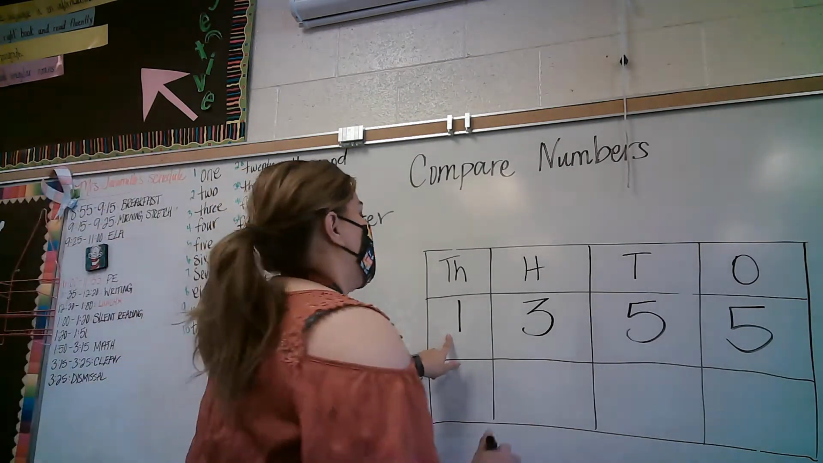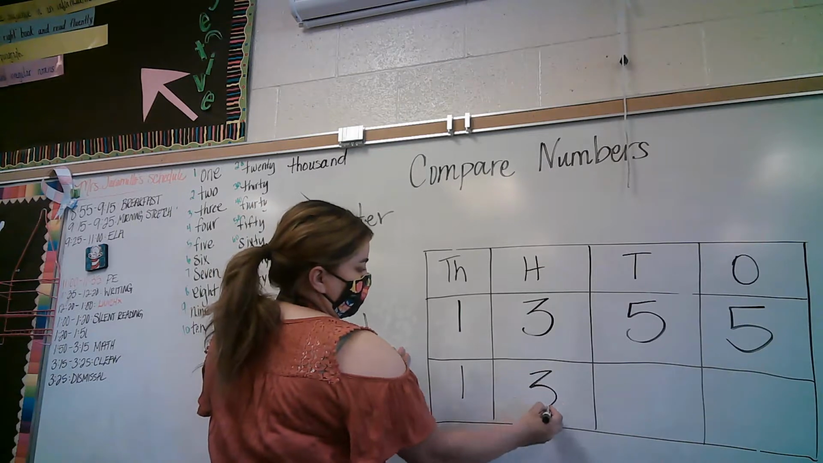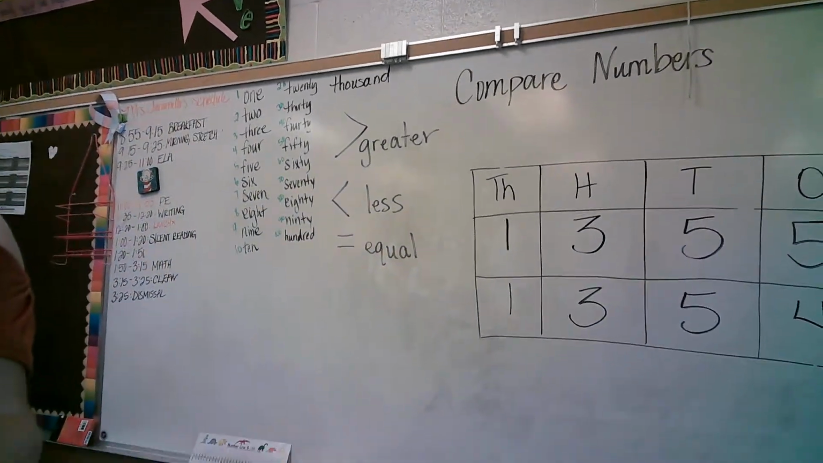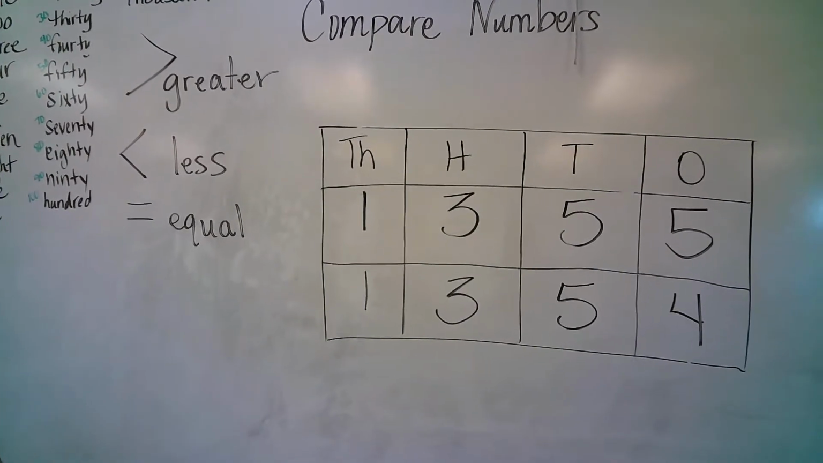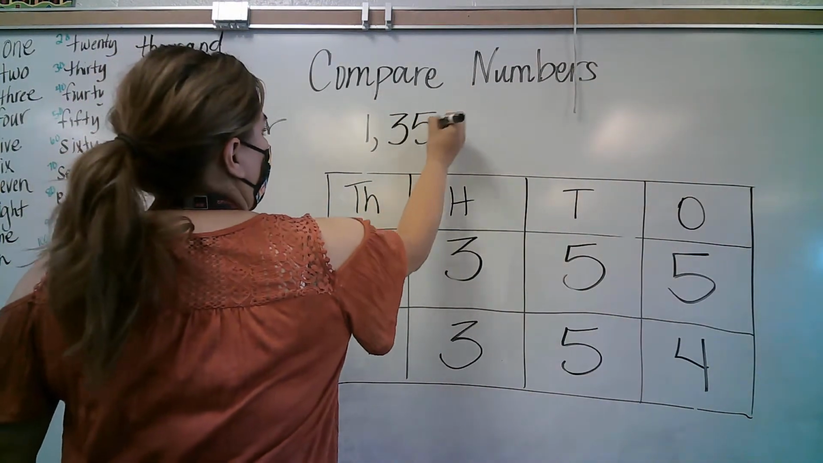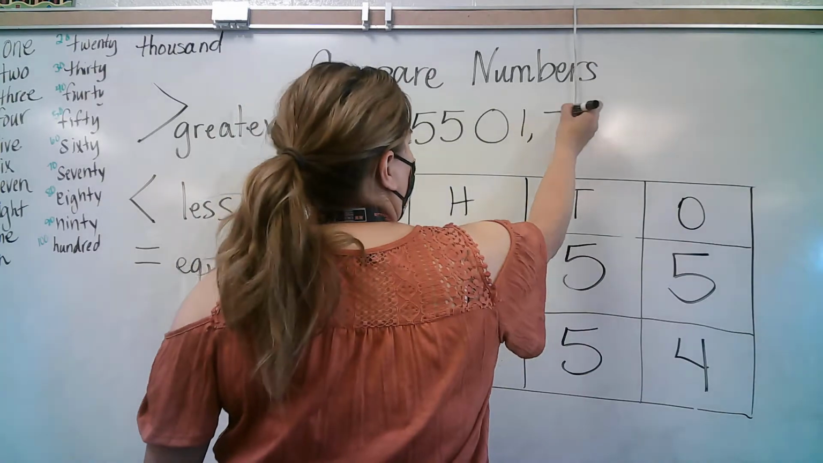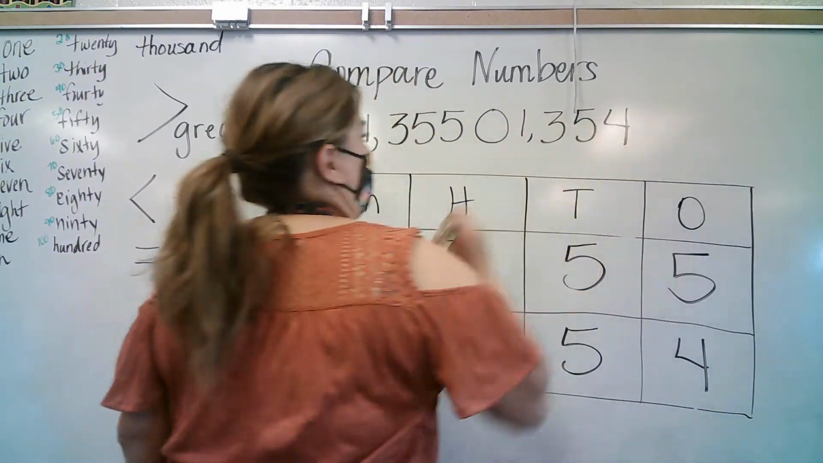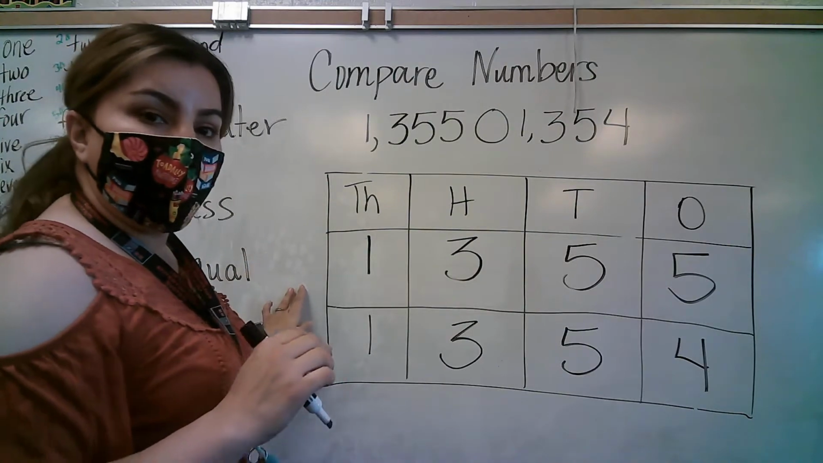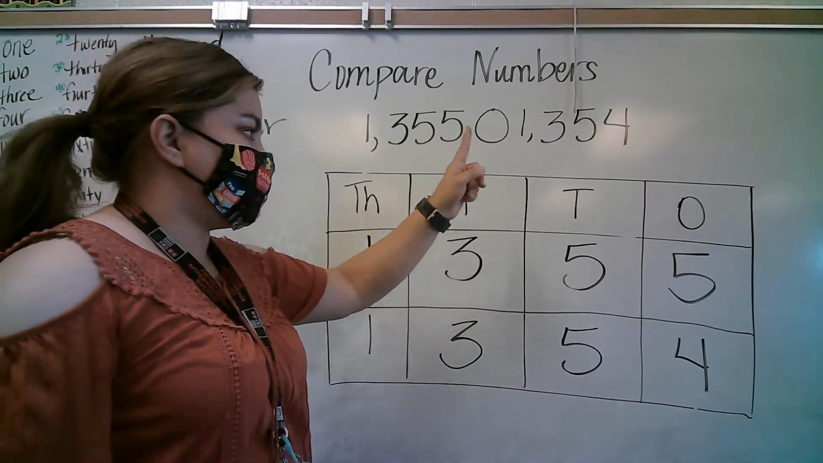So I'm going to pick two numbers up here. So we have our first one, 1,355, and I'm going to put 1,354. Okay, so if I have them written like this, when you're comparing numbers, you're going to see something similar to this. You're going to have a circle in the middle, and then the other number. They kind of look the same to me. And how I can break it down so that it's easier is I'm going to make my chart like you already did. I have my thousands, hundreds, tens, and ones.